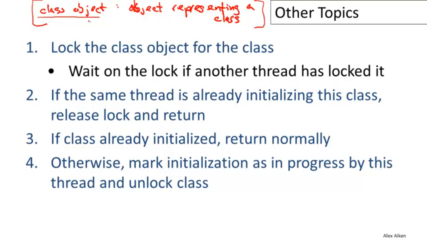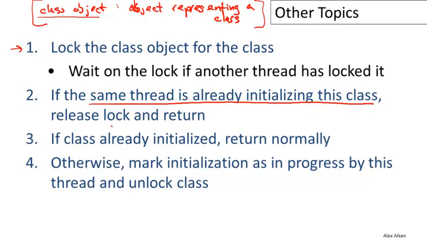All right, so when you load a class, the first thing you have to do is to initialize the class object. And how is that done? Well, we lock the class object for the class. And if that object is already locked by another thread, then we'll simply wait on the lock. Okay, so we will wait until somebody tells us that it's okay to proceed. Now, once we obtain the lock on the class, we have to do a check to see if the class is already being initialized. It could turn out that it is the same thread that is already initializing the class.